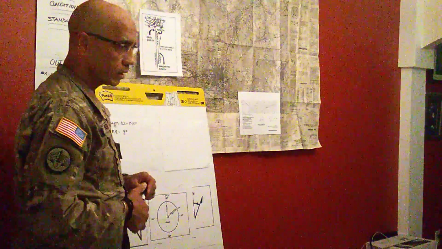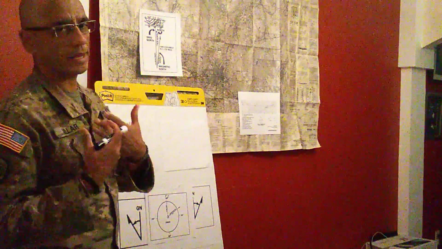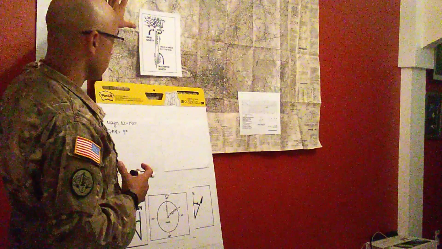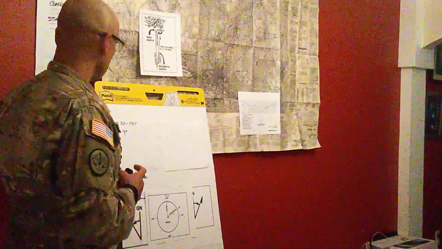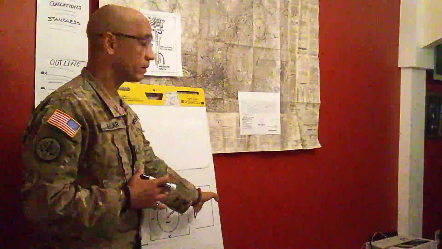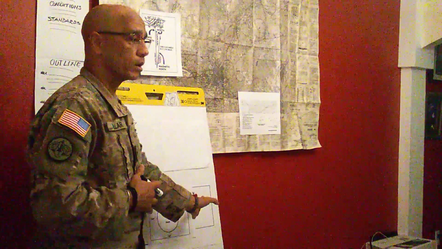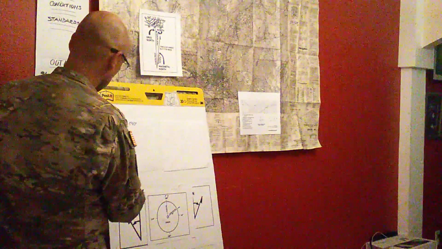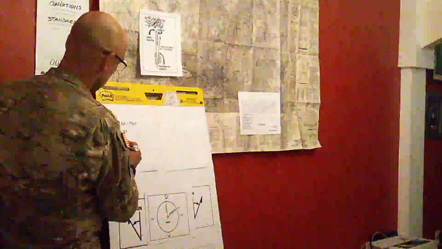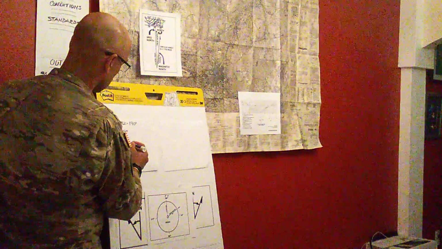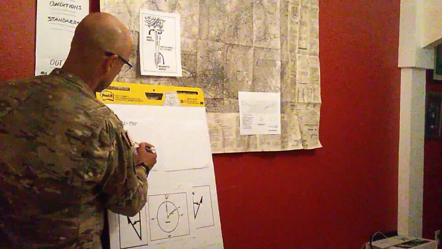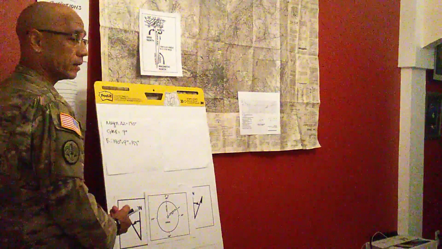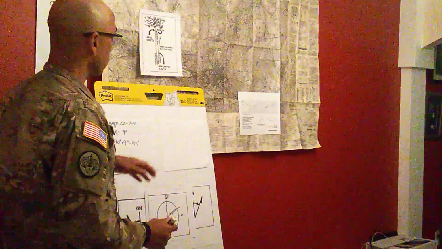Now, if we are going to convert our magnetic information so we could use it on our map, and our GM angle is easterly, okay, we are going to actually add. So easterly, we're going to be doing 190 degrees plus 9 equals 199.